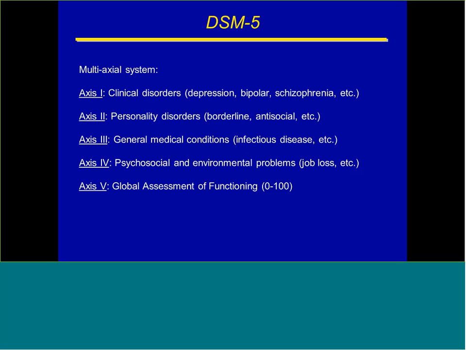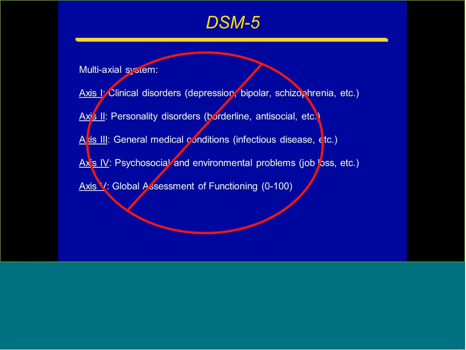So what are the big changes? We all know and love the multi-axial system, the 5-axis system, where acute clinical disorders are on axis 1, personality disorders are on axis 2, and so on. That is now gone. There is no longer a multi-axial system. That's the first really big change.